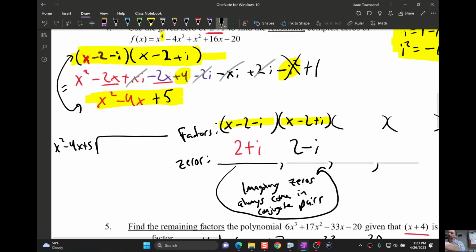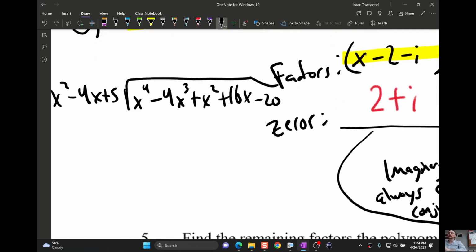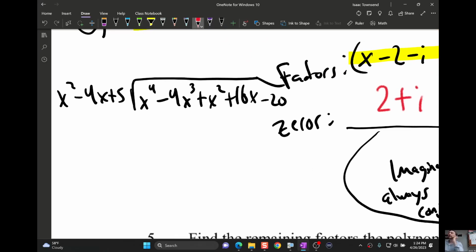Can't do synthetic division here. We have to do long division. Okay, and unlike last class, just like the synthetic division, if these two were factors and they just got multiplied together, we should at least know at the end of this long division it should divide into it evenly. We should end up with the remainder of 0.